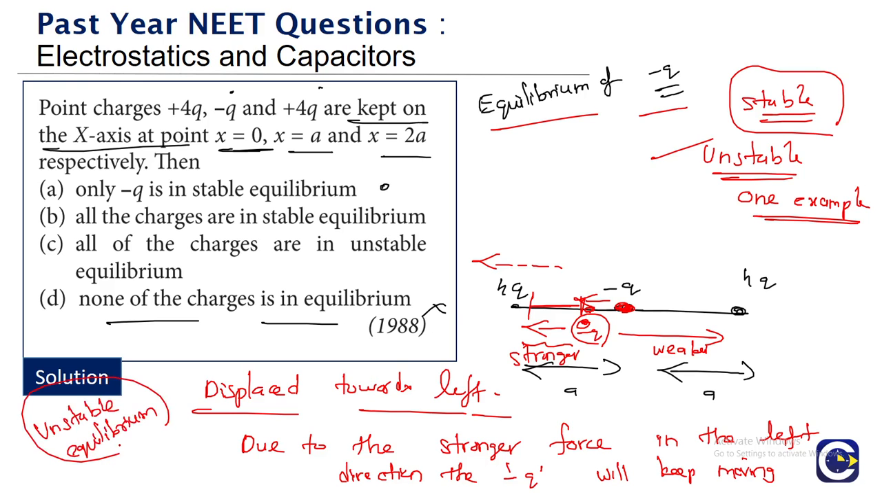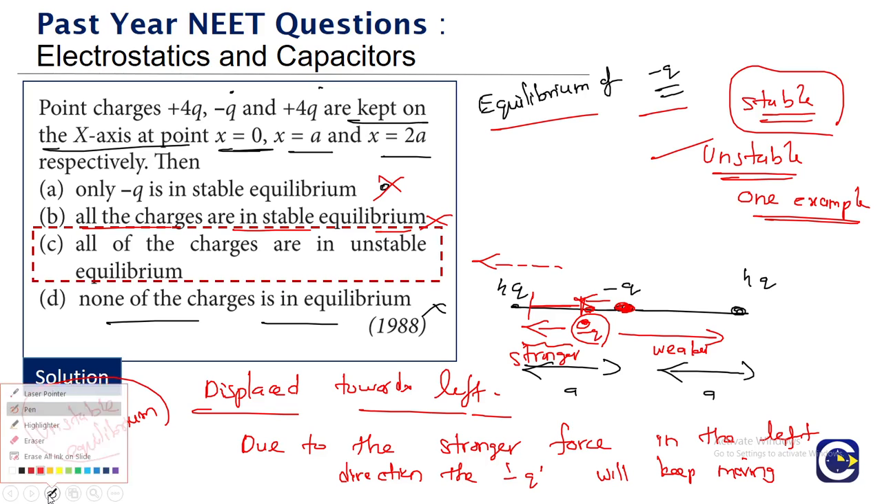Why I picked up minus Q first, I'll tell you. Because look at option A, what they are saying. Only minus Q is in stable equilibrium. This is proved wrong. And look at option B. Option B is saying what? All the charges are in stable equilibrium. This is also wrong. Why? Because we are able to pick up minus Q, and minus Q is clearly in what? Unstable equilibrium. So by this itself, right, we are able to conclude what is our correct answer. So this is how we have to save time while we are really solving in the final examination.